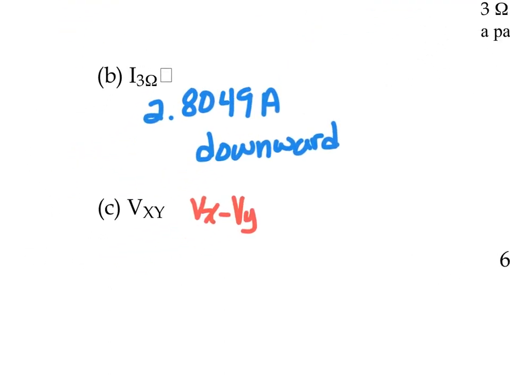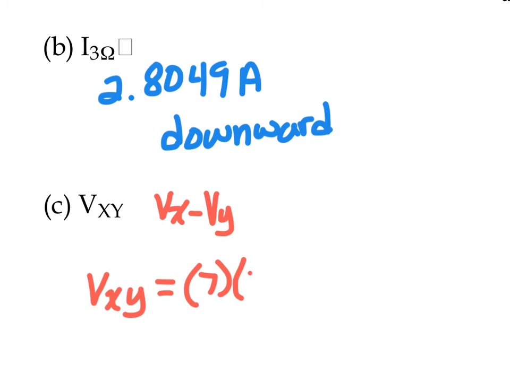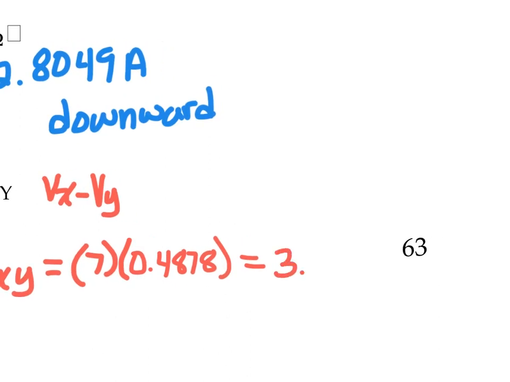So one way, Vxy is going to be equal to I times R, which is 7 times I2, and I2 we found to be 0.4878, and 7 times 0.4878 comes out to be 3.4146 volts. That's one way we could solve for it.